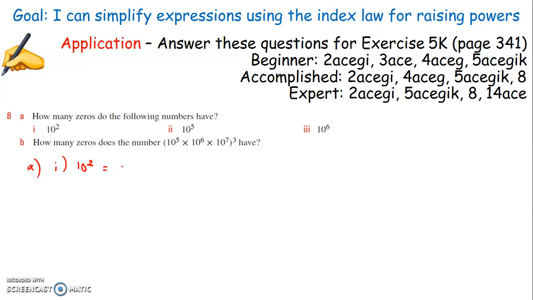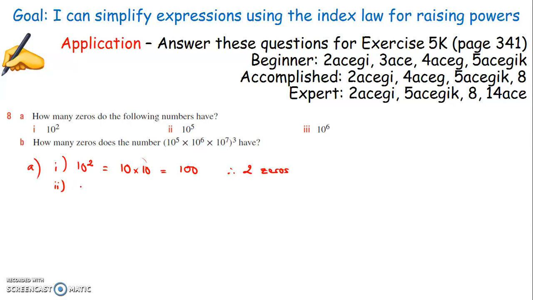First we have 10 to the power of 2. What does that mean? That means 10 multiplied by 10 twice. So we have 10 times 10, which is going to give us 100. So how many zeros would this have? This one has 2 zeros in the number.